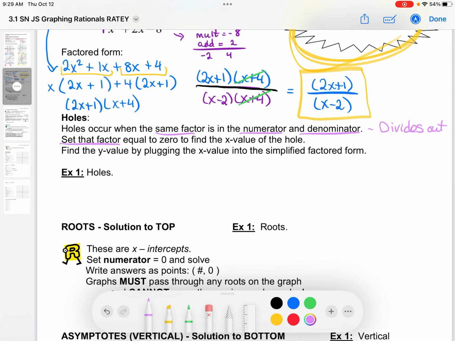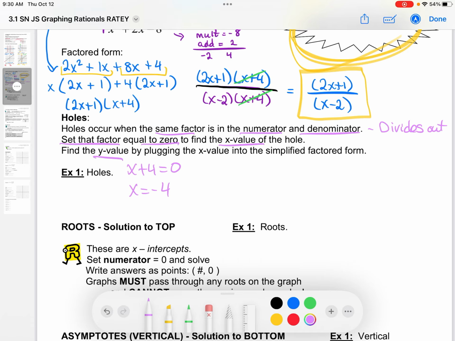So to find where the hole is actually located, we set that factor equal to 0 to find its x value. So to find that x value, we set x plus 4 equal to 0, and we solve for x. So x is equal to negative 4. Now, what we can do from here is we need to find the y value.